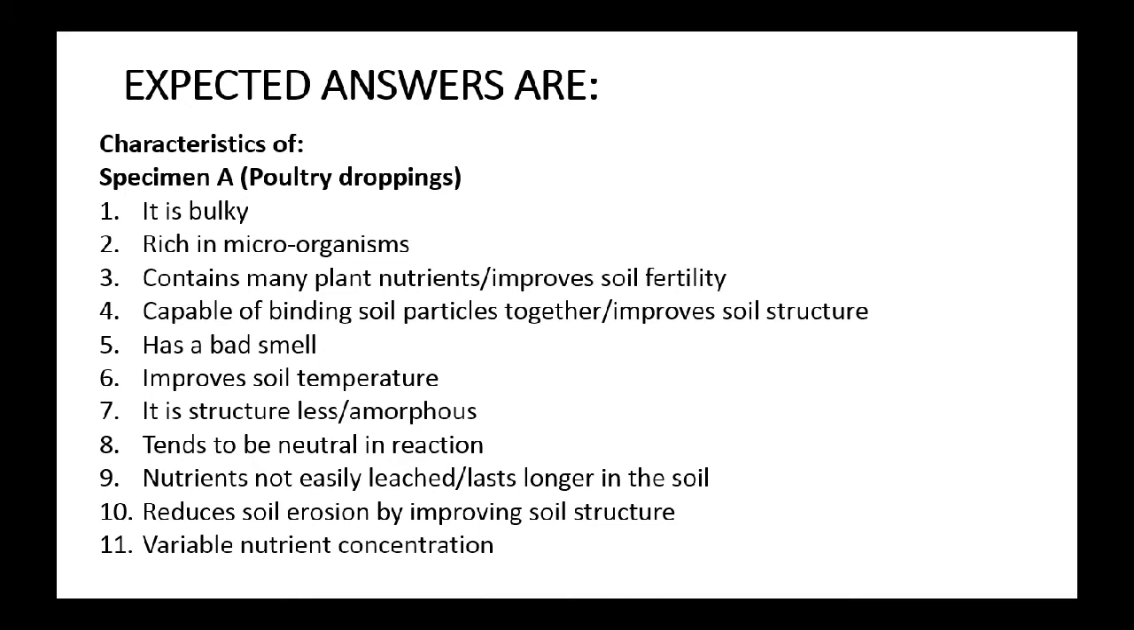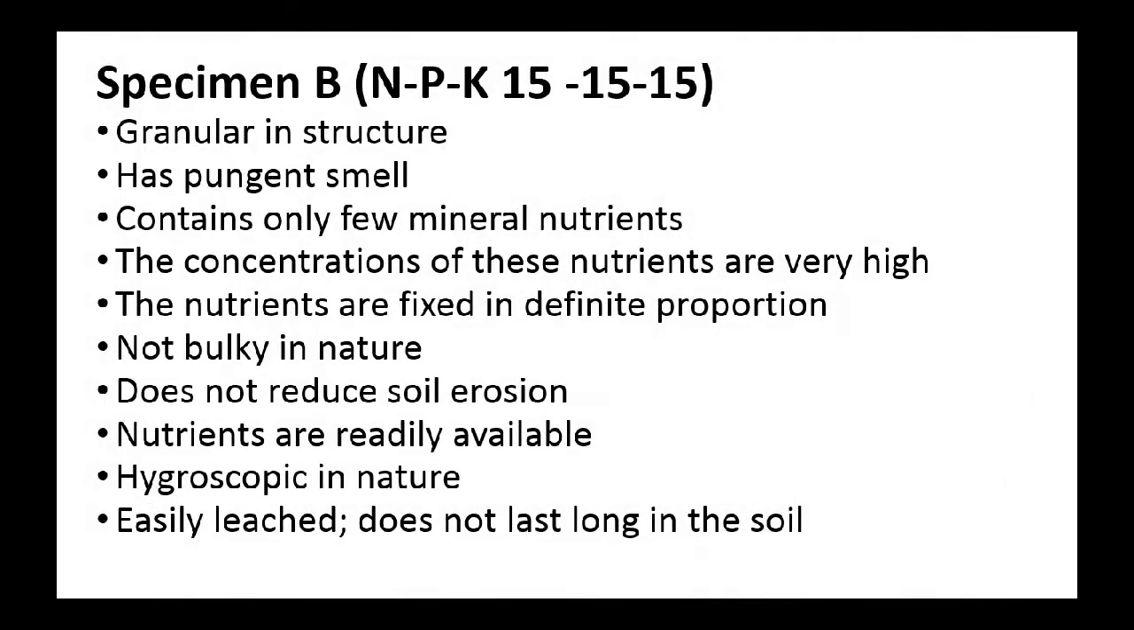Then the poultry dropping also is variable. It has variable nutrient concentration. And characteristics of specimen B. Specimen B is granular in structure. It has a pungent smell.